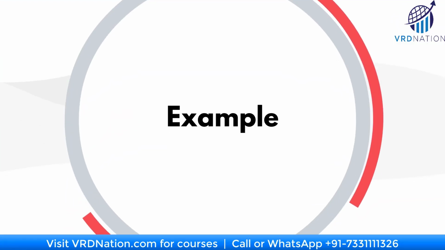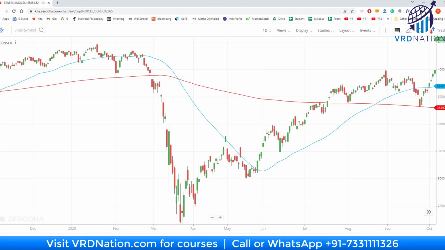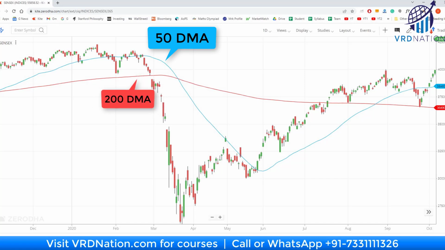Let's take an example to understand this. Now this right here is a daily chart of Sensex, and the blue line right here represents the 50-day moving average and the red line shows the 200-day moving average. Now you see this point right here where the 50-day moving average is crossing below the 200-day moving average. Well, this pattern right here is called the death cross. And as you can see, after the death cross appeared, the market was bearish for a very long time.